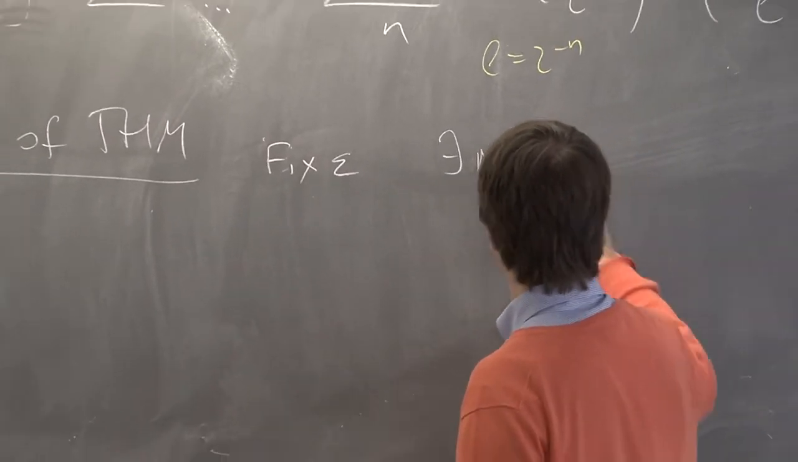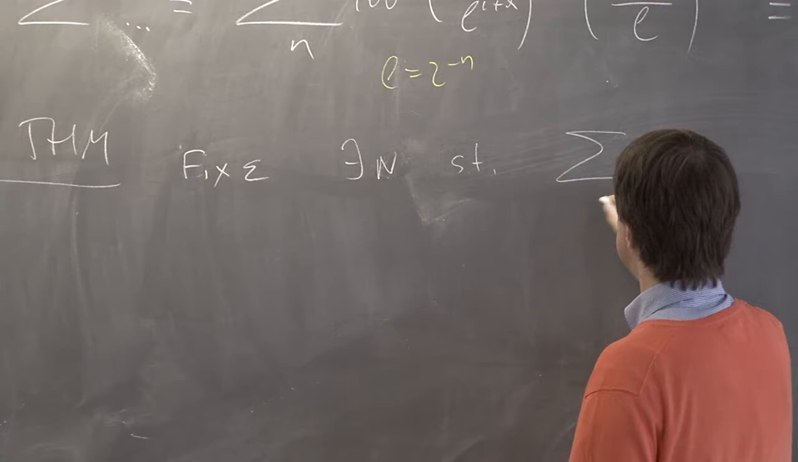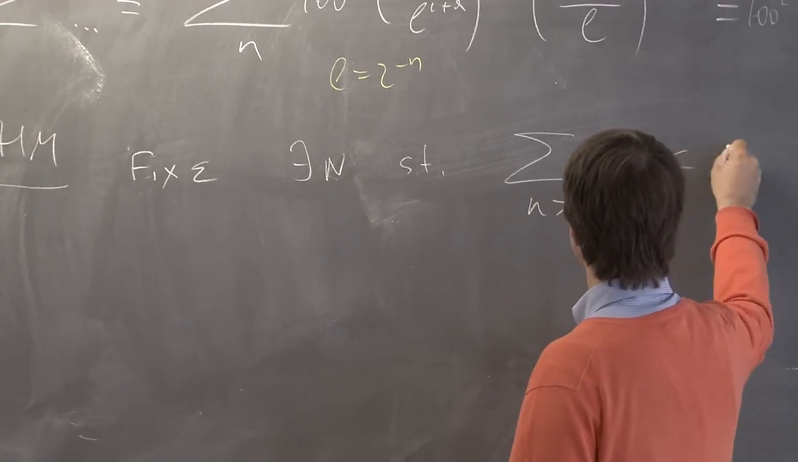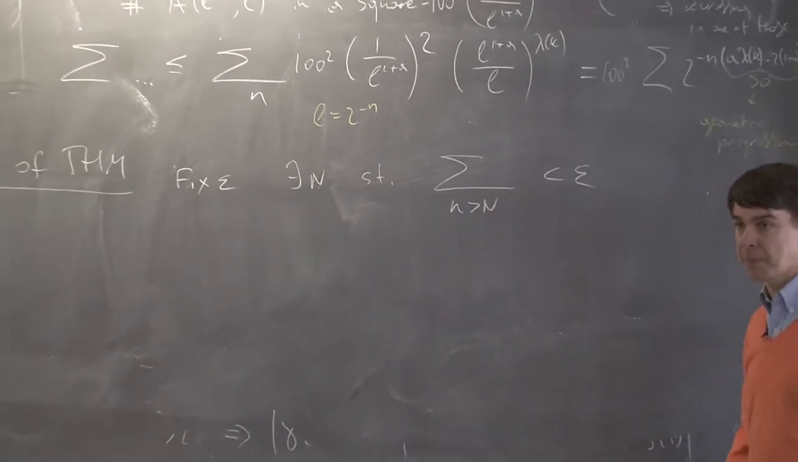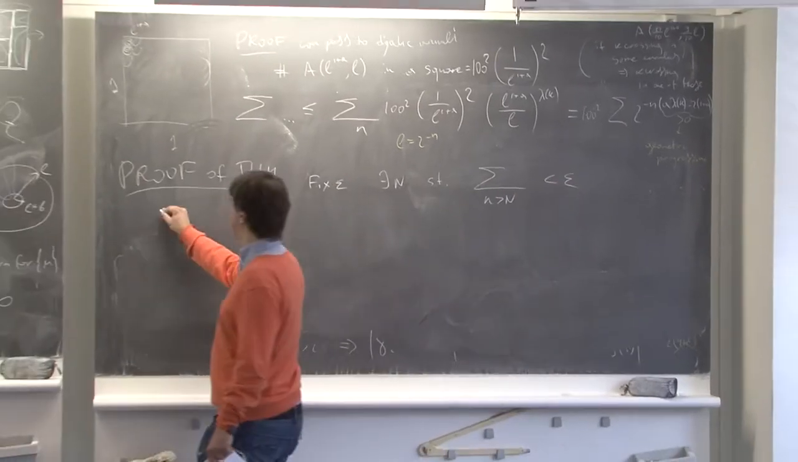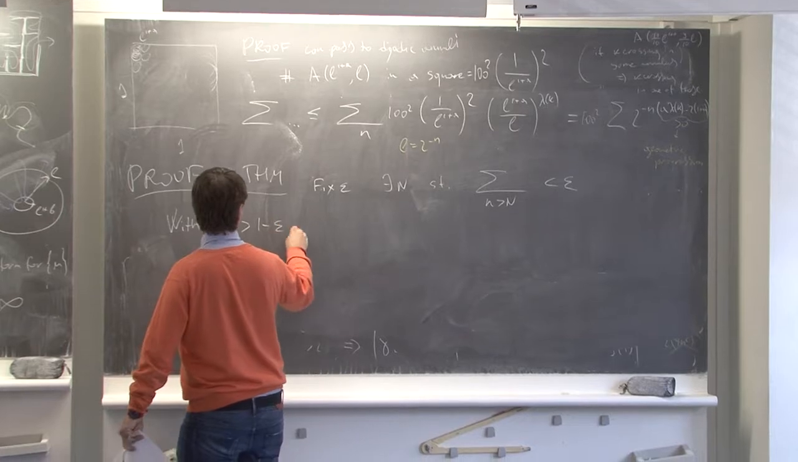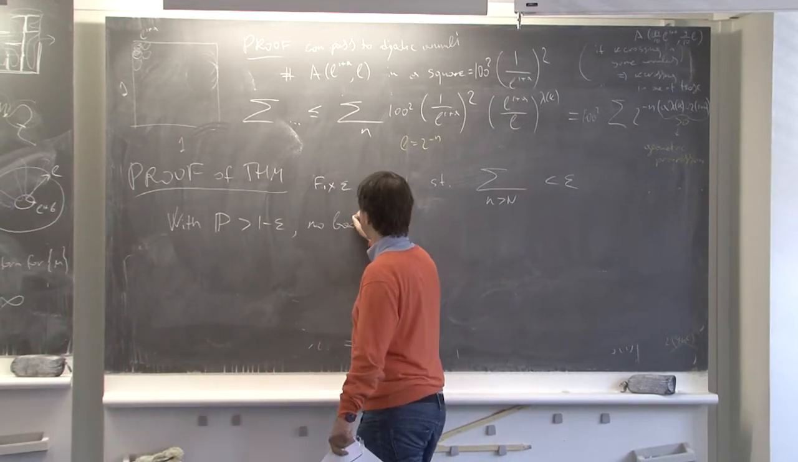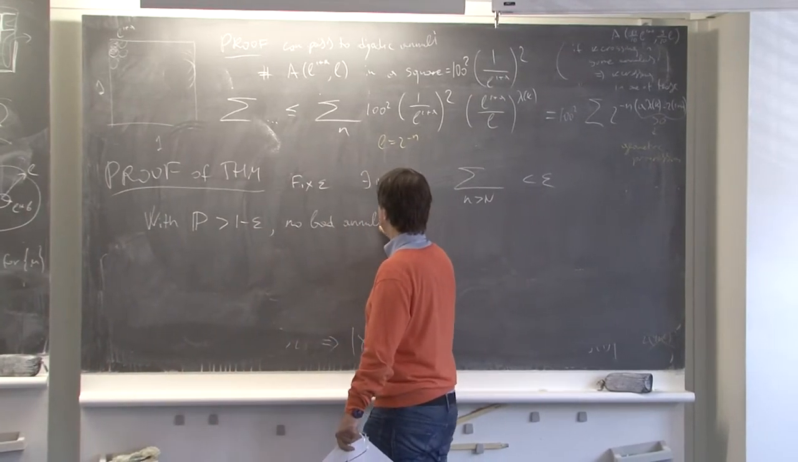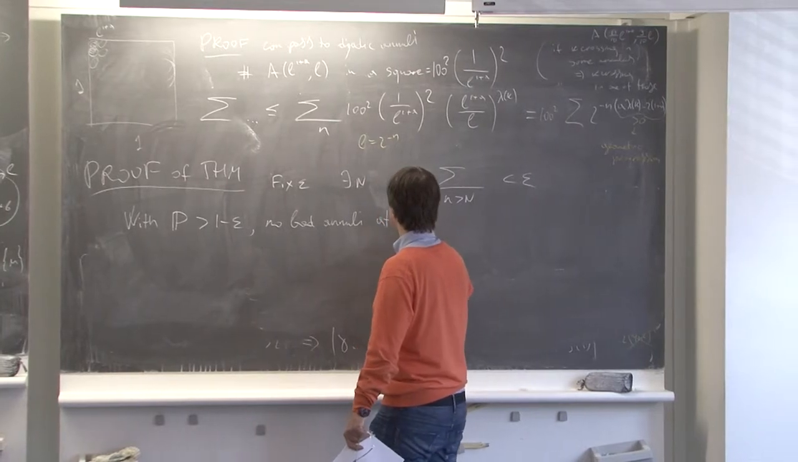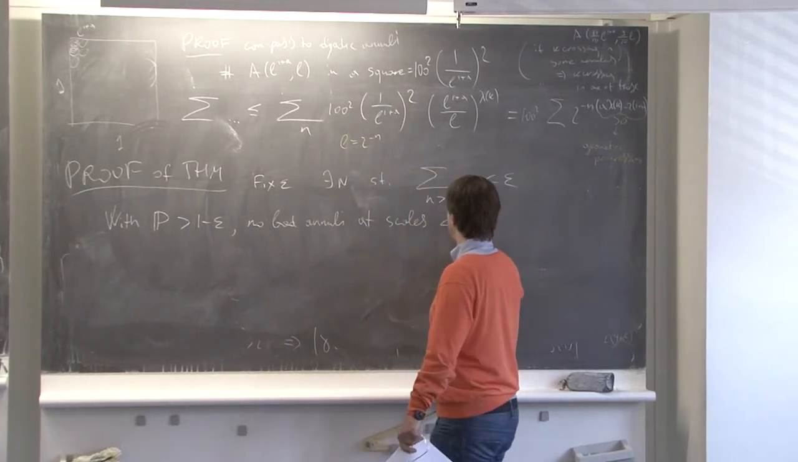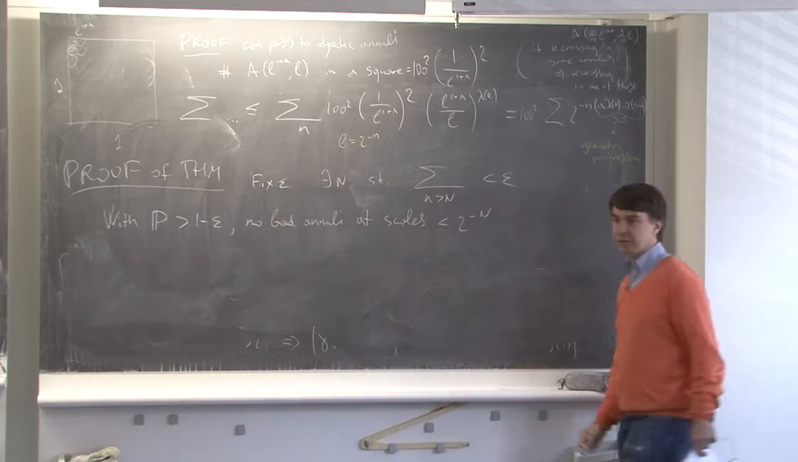There is n such that the sum of this series for n bigger than n is more than epsilon. Then with probability bigger than 1 minus epsilon, no bad NOI at scales smaller than 2 to the power minus n.